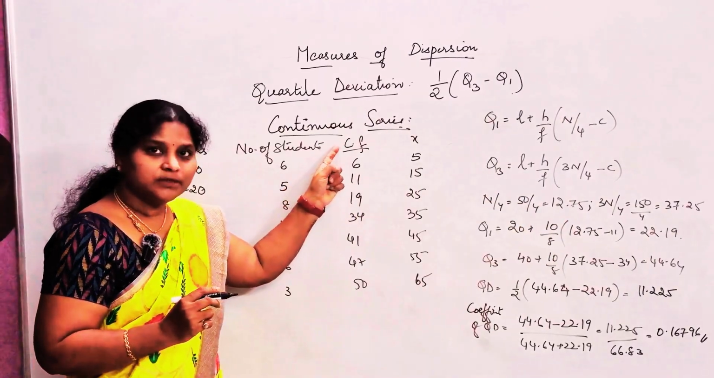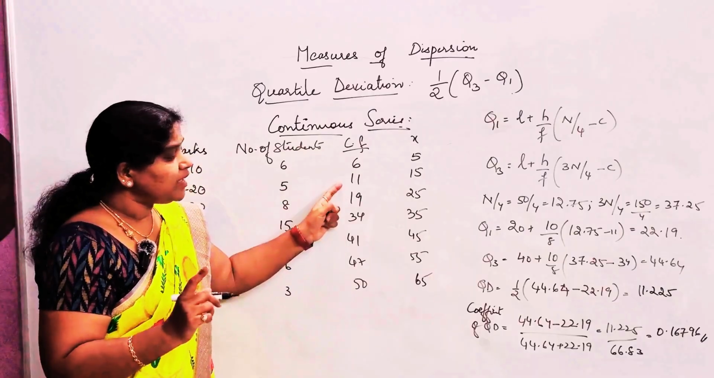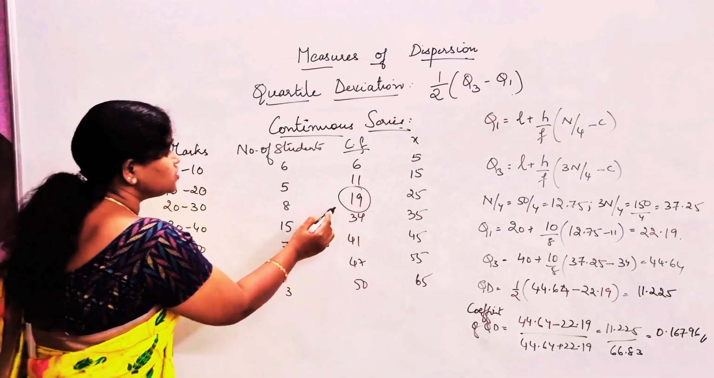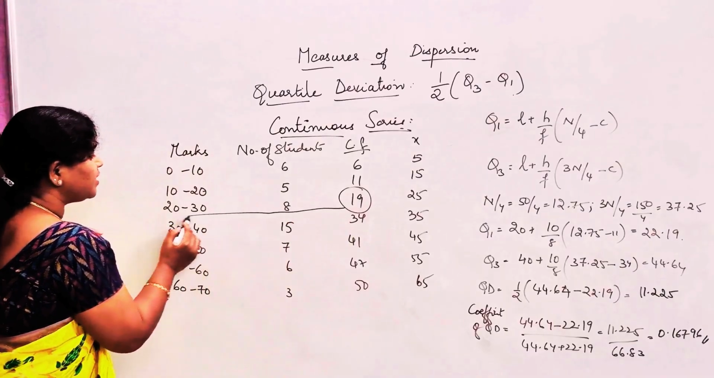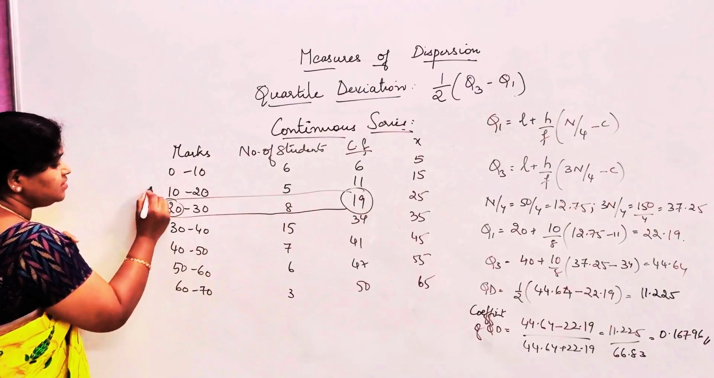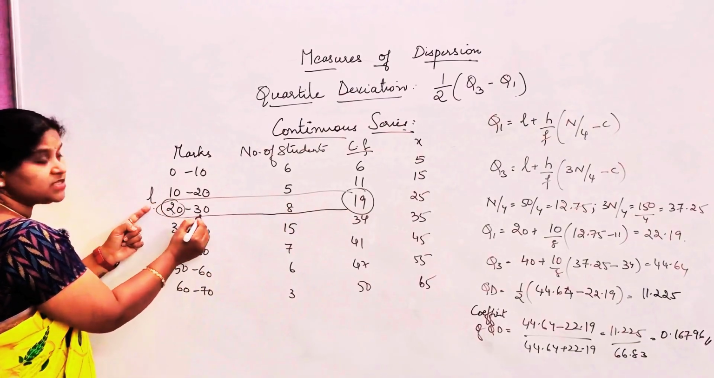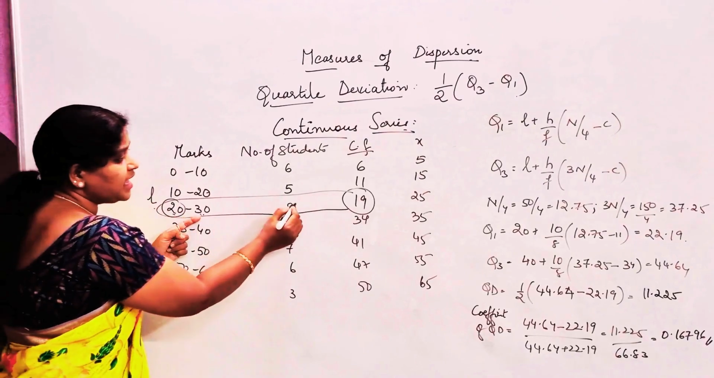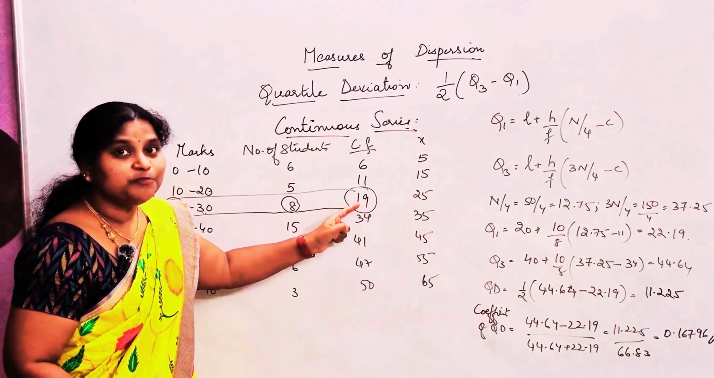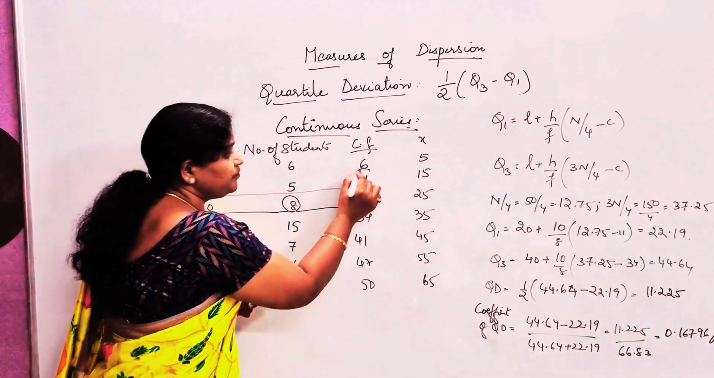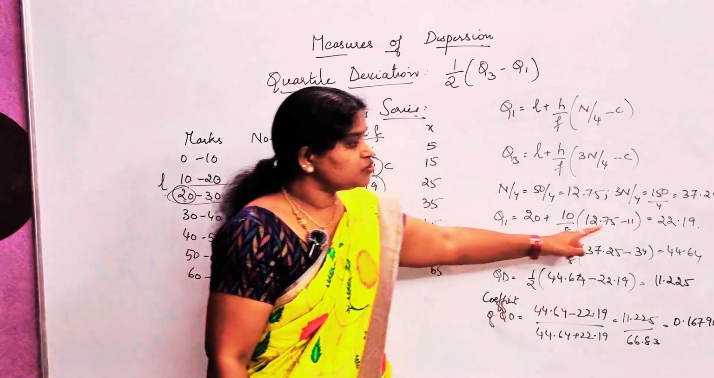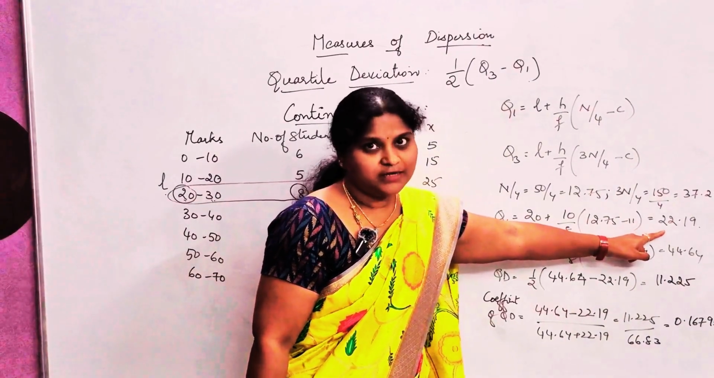Observe the cumulative frequencies column. The value just greater than 12.75 is 19. So this will be our required Q1 class. 20 will be L. H value is 30 minus 20 and F is our 8. C will be the value preceding 19, that is 11. Substitute in the formula to get 22.19.